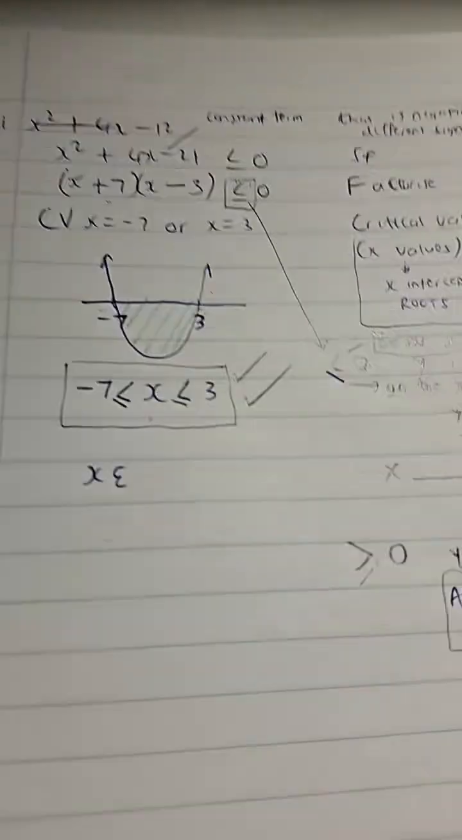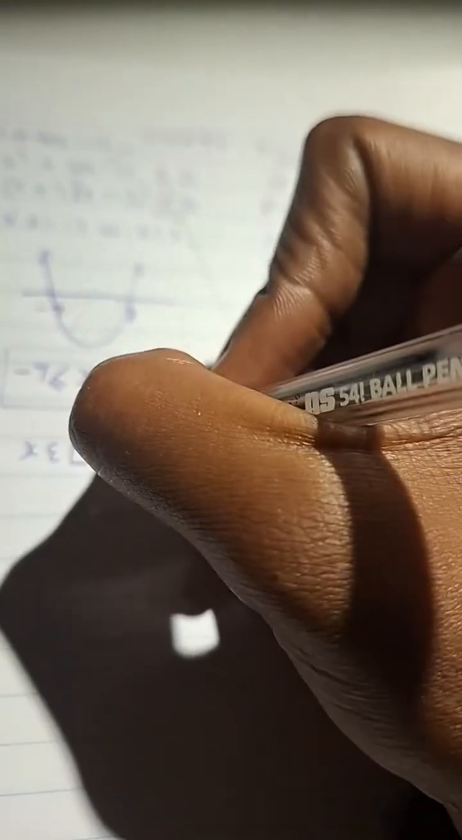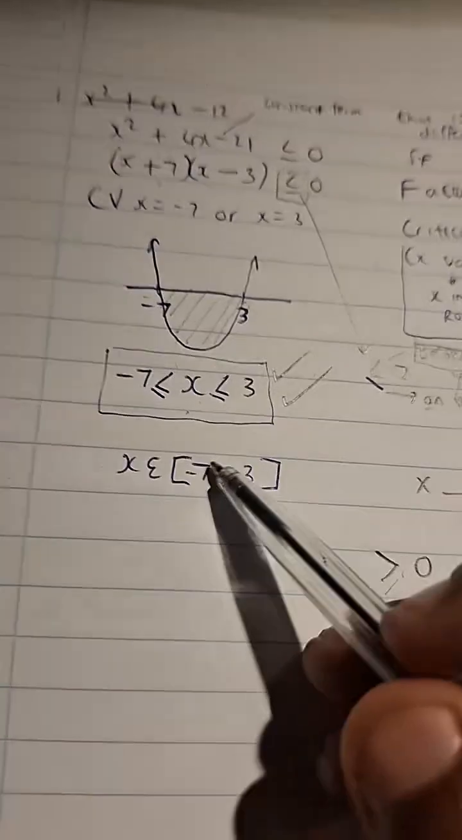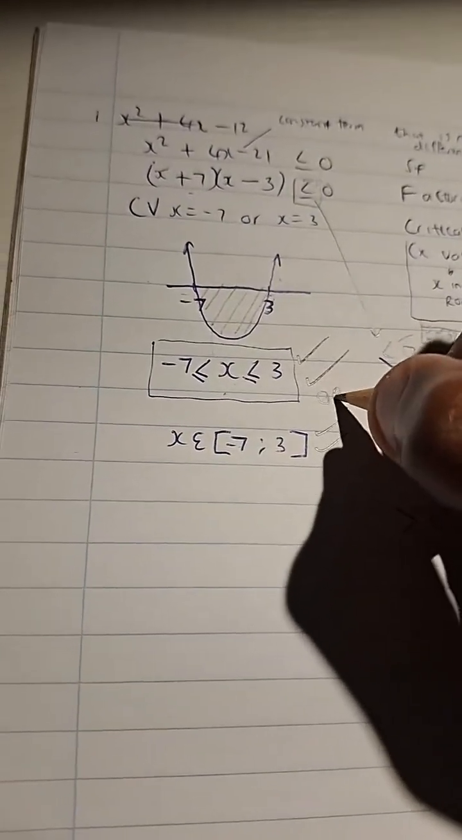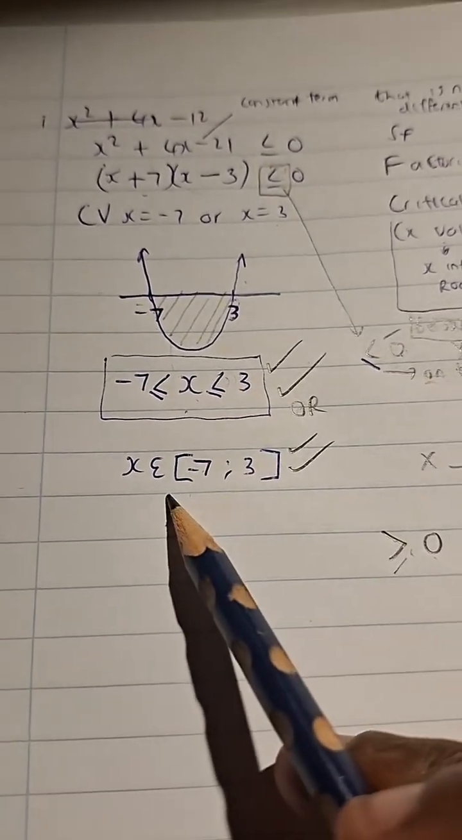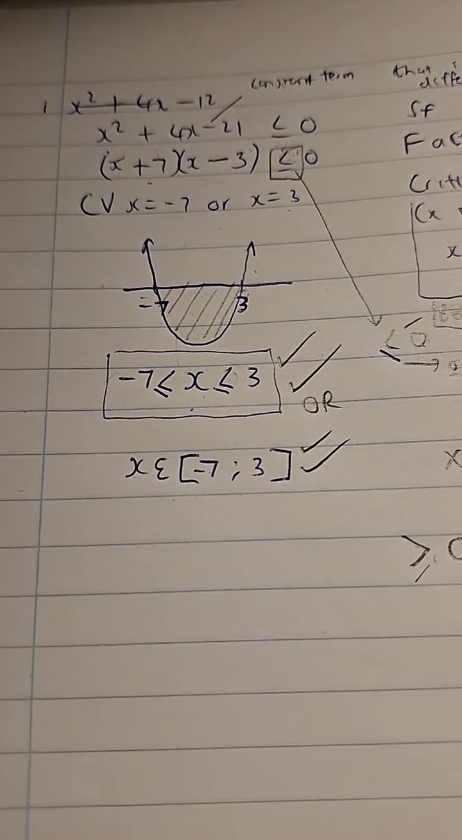You could write the answer in this way, or you could say x is an element, and you write square brackets -7 to 3 square brackets. You could write the answer in this notation as well. You will get your 2 marks, you will get your additional 2 marks. So there are 2 ways in which you could write your answer. You could write it in inequality form, or you could write it in interval notation.